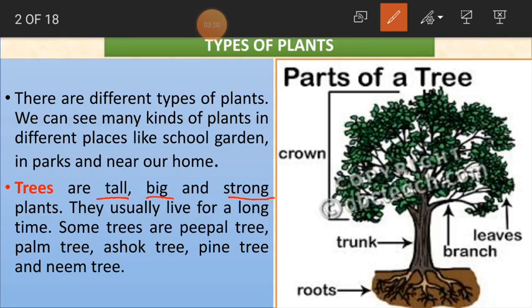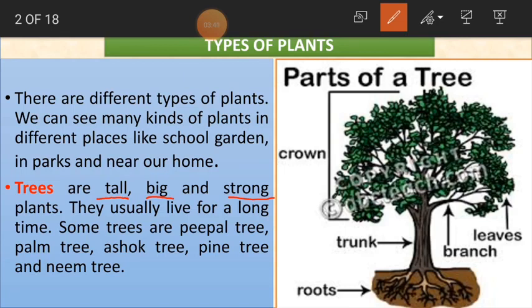It's a very big tree and we get fresh air from the neem tree. How big is the neem tree? So big in size. That's why we name it a tree, not a plant. Same like the neem tree, we also have peepal trees, palm trees, ashok trees, pine trees and so many more.